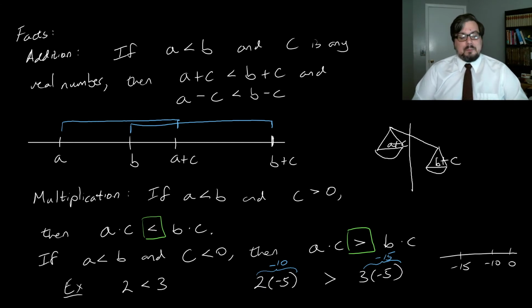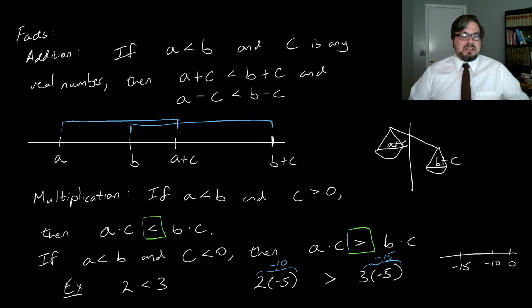So by multiplying both sides of our inequality, 2 is less than 3, by a negative number, we get a new inequality where the direction of the inequality has been switched. This is a very, very important fact to remember. It's different than what we get when we're working with equalities, and so you want to pay close attention to how we work with this.